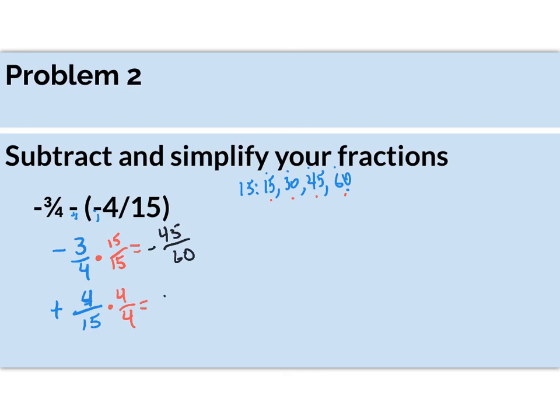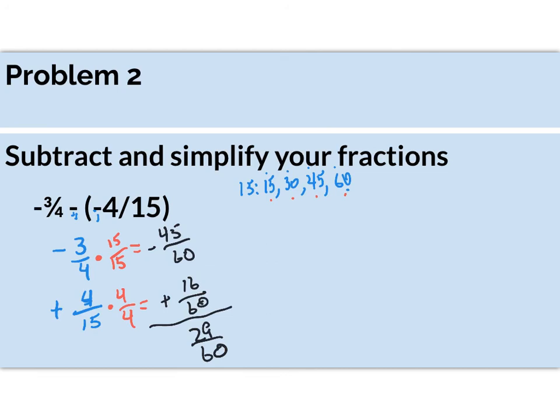Negative 45 over 60 plus 4 times 4 is 16 over 60. Same signs add and different signs subtract. We have different signs. So 45 minus 16 is 29 over 60. 29 is a prime number. There's nothing to simplify here.